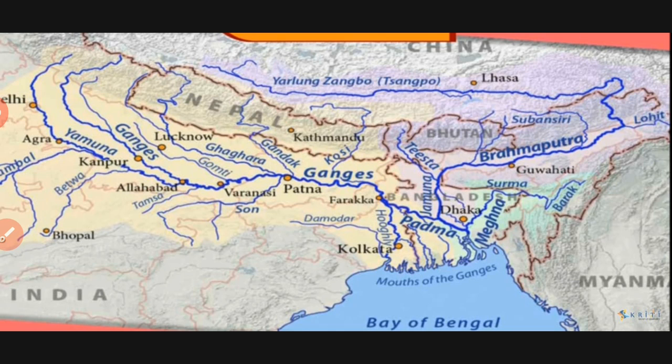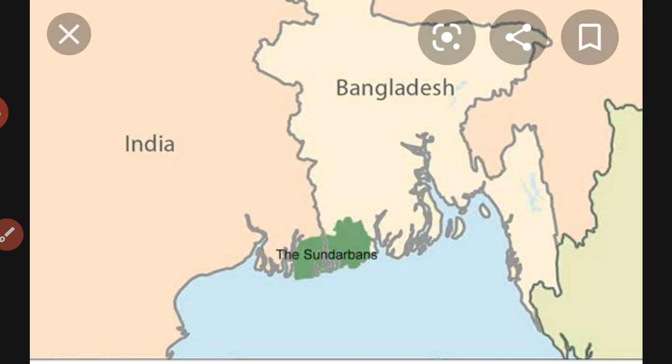The Ganga and Brahmaputra rivers join together before draining into the Bay of Bengal. Here you can see both these rivers joining together in Bangladesh. Together these rivers form the largest and perhaps the most fertile delta in the world, the Sundarbans. The major part of this delta is now in Bangladesh.